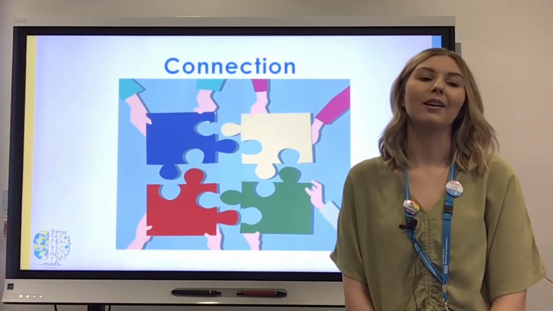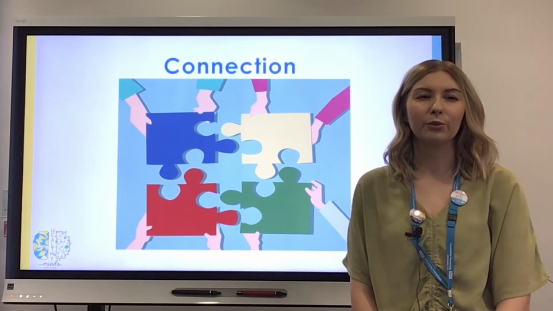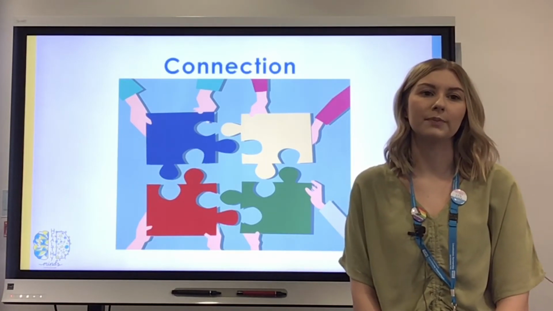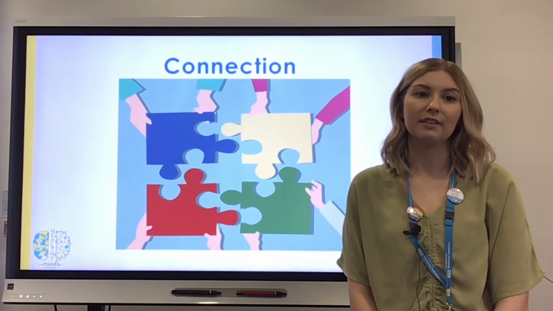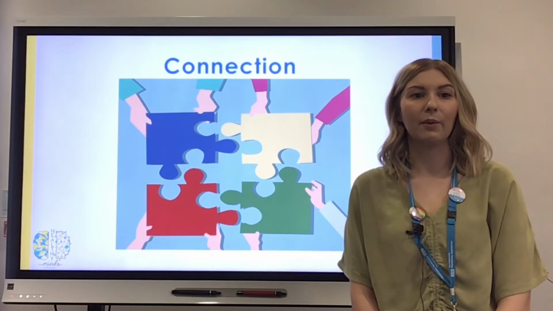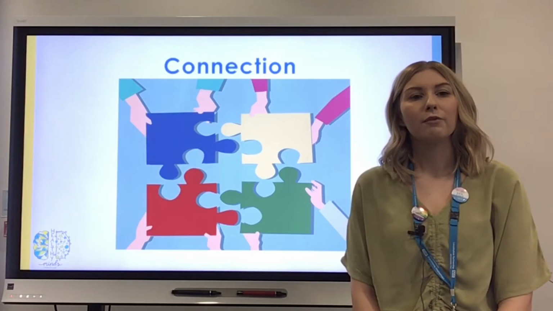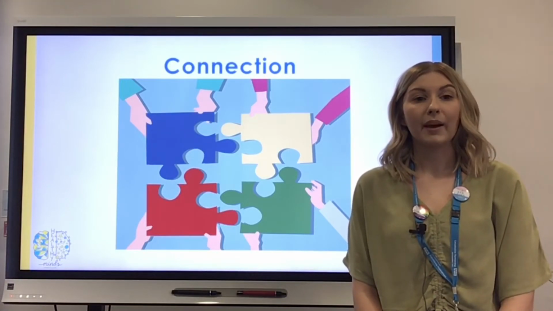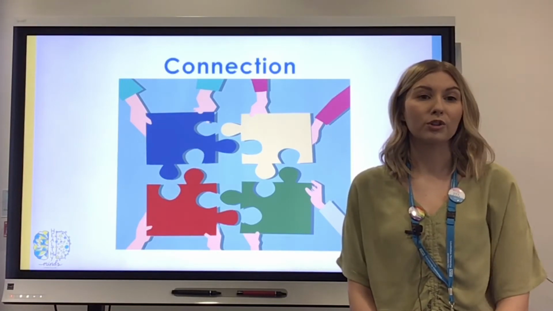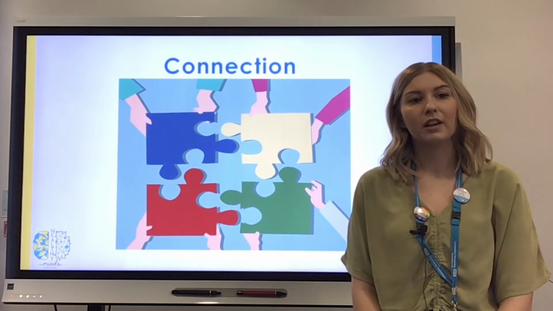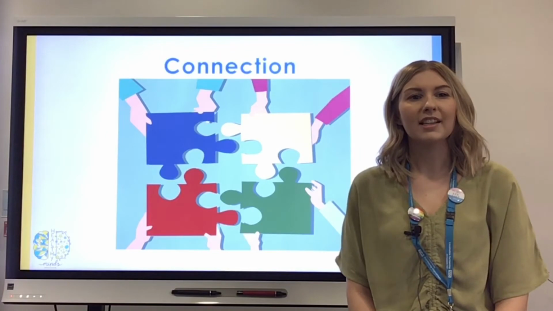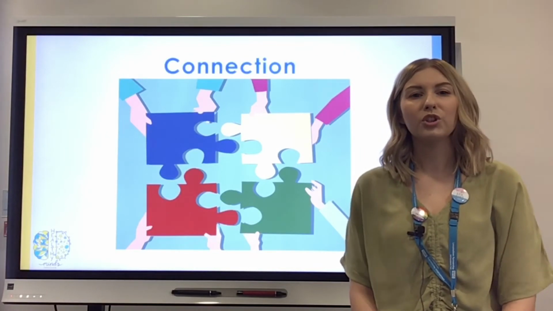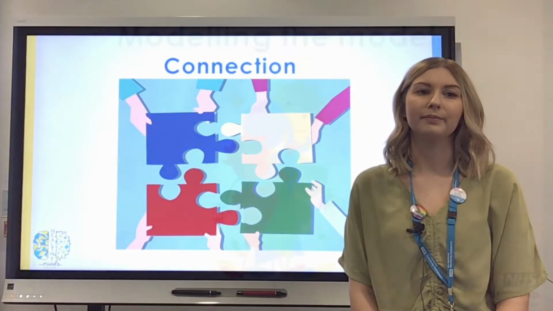Connection can also help during times when you notice your young person is struggling with their emotions. Gently reassuring them and telling them that you understand that they feel this way and that it's okay to feel that way can be helpful. For example, you can start by connecting with them by giving them a hug or a squeeze of the hand and say something along the lines of, "I can see that you're feeling really angry right now. Is there anything that I can do to help, or do you need a few moments to calm down?"